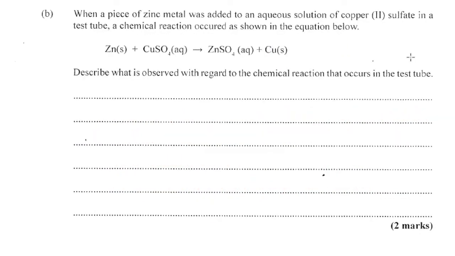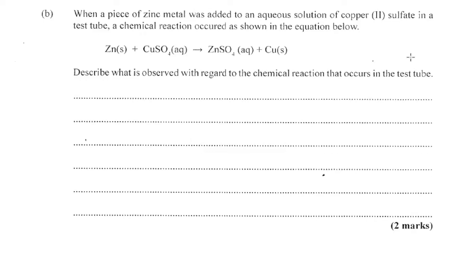Part B. When a piece of zinc metal was added to an aqueous solution of copper-2 sulfate in a test tube, a chemical reaction occurred as shown in the equation below. Zinc solid plus copper-2 sulfate solution to give zinc sulfate and copper solid.